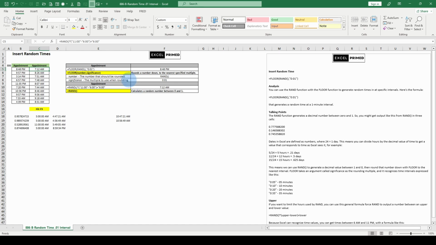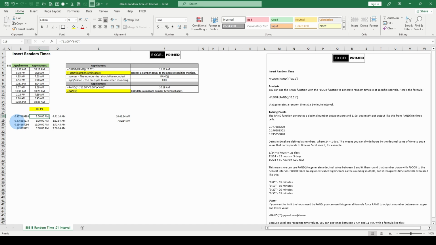So here's a setup. We have RAND, and we have 11 and 6. We know RAND is going to generate something like this. So hit F9, and this is just RAND, and it's going to be a decimal between 0 and 1. Here we have 11 minus 6. We have a 5-hour time period. So what does that mean?